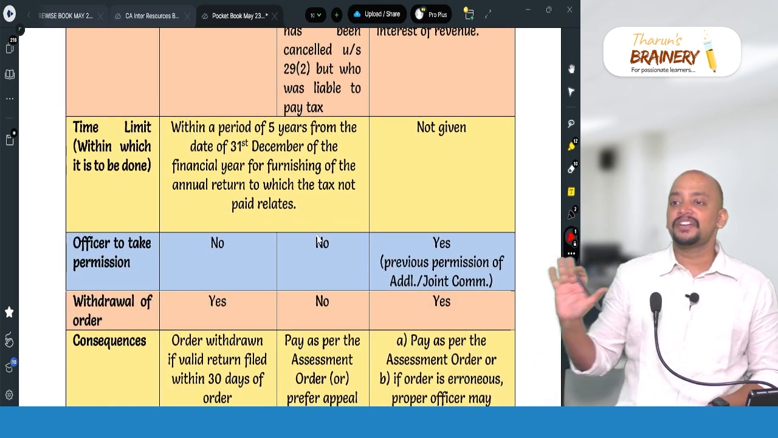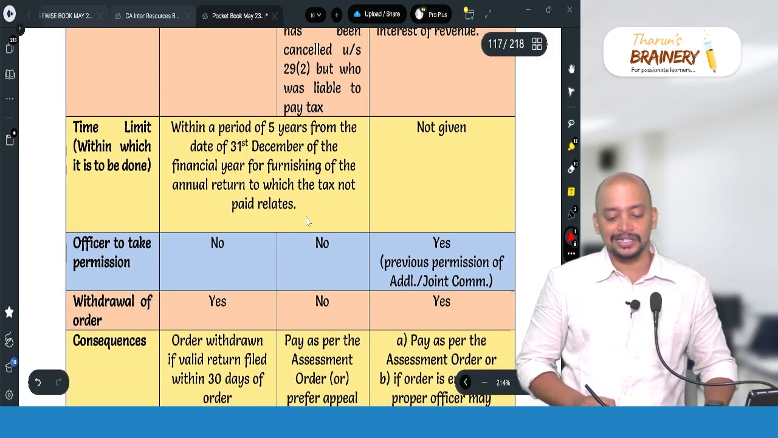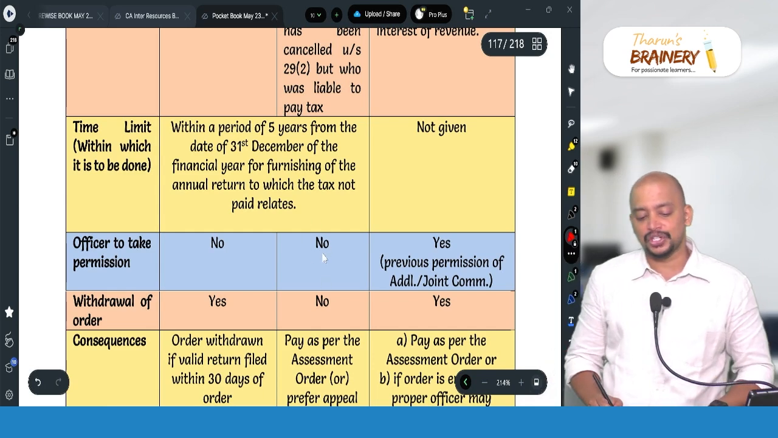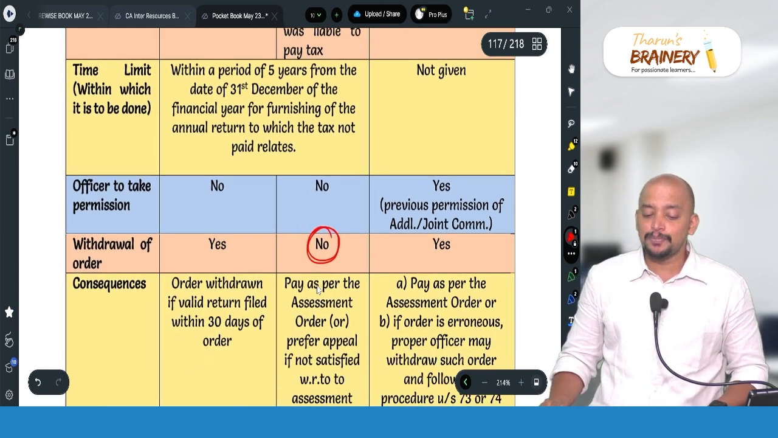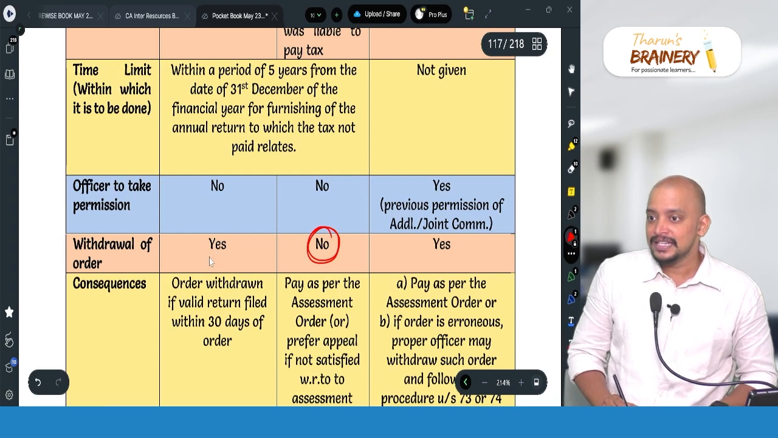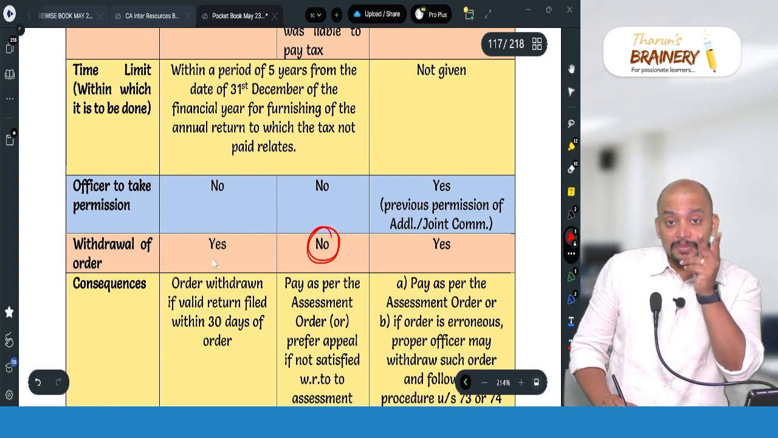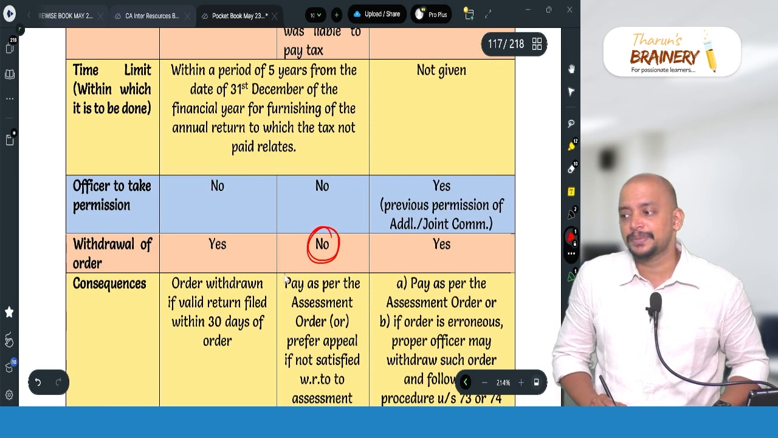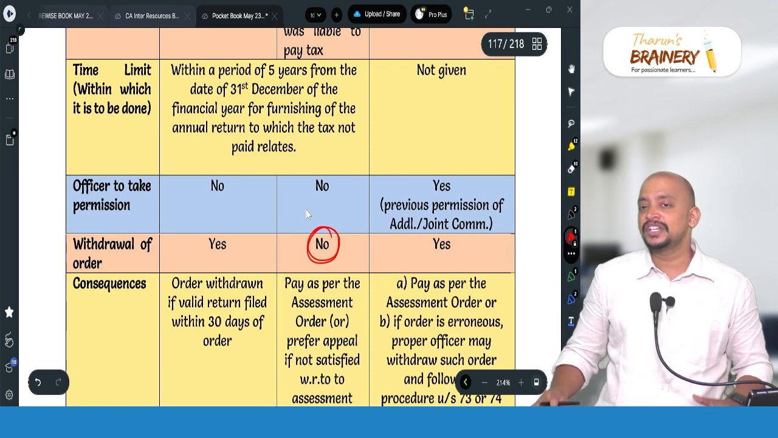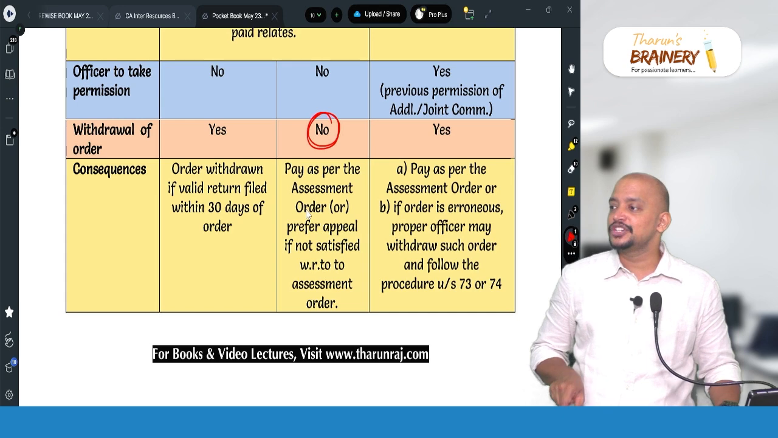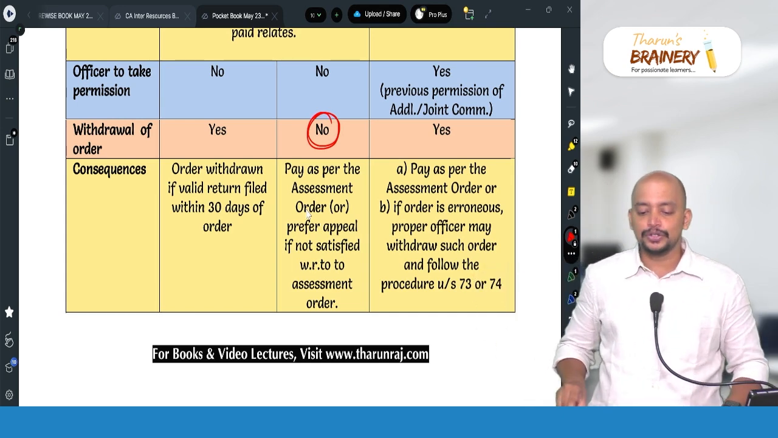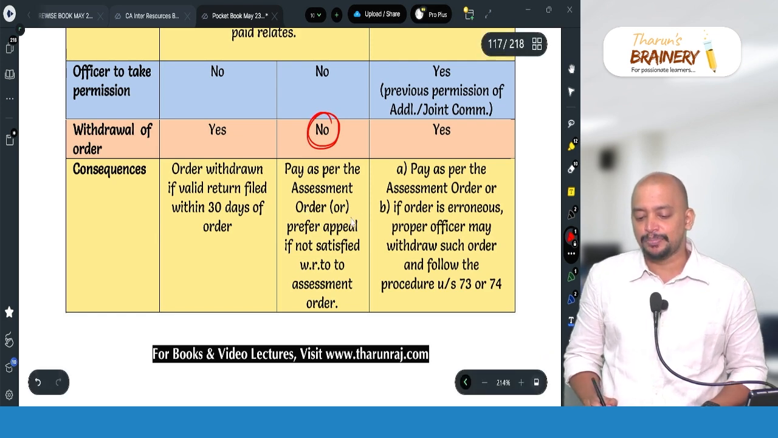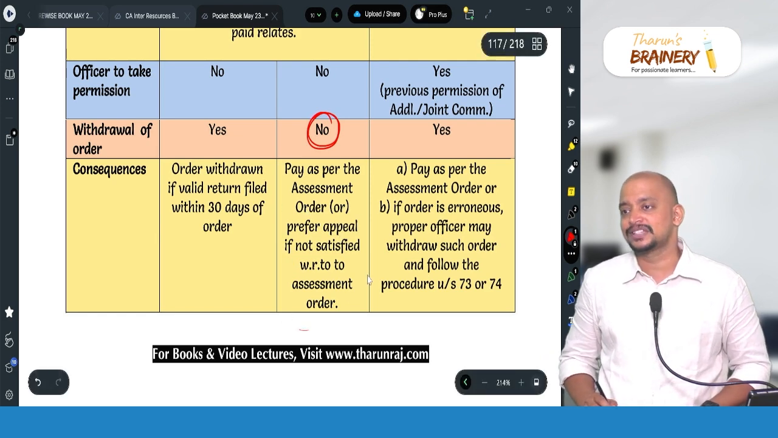Time limit same, 5 years from the due date of furnishing annual return. Officer to take any prior permission? No. And withdrawal of order also not applicable. So here there is no withdrawal of order. So in case of one best judgment assessment order, yes. Which one? Non-filers of return. But another best judgment assessment order on unregistered person, there is no withdrawal of order, which means what the person has to do: either he needs to pay as per the assessment order, or if he wants, he can go for an appeal. So pay as per assessment order or prefer appeal if not satisfied with respect to assessment order.